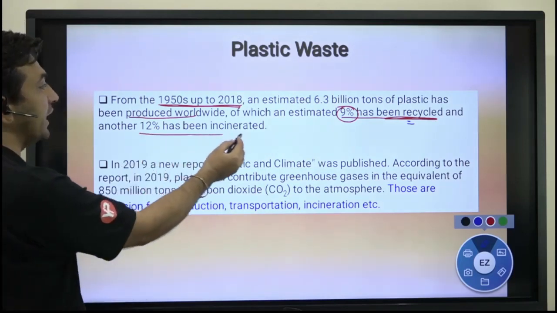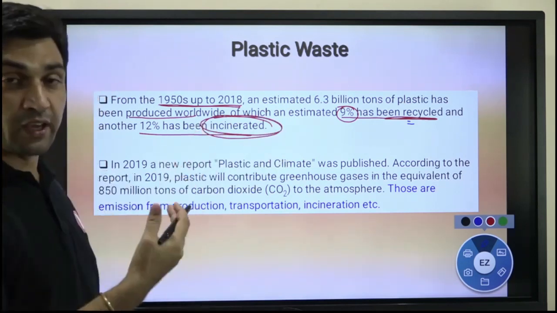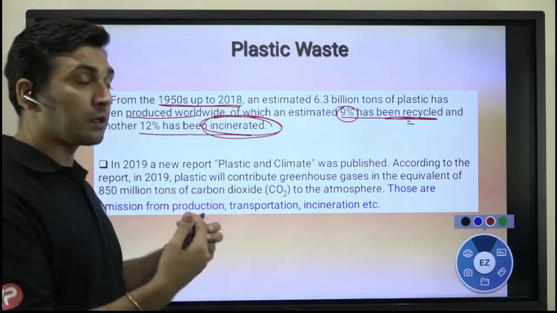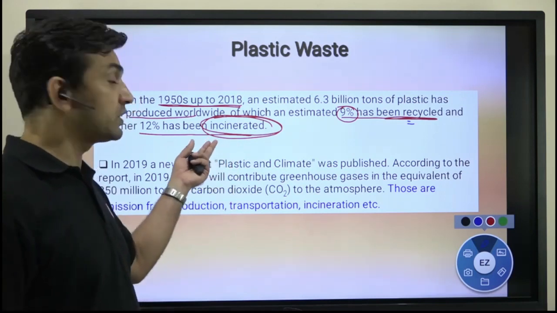And 12% has been incinerated. Incinerated का मतलब almost 12% हमने क्या किया, we have already seen the process of incineration, where we just burn that particular waste material. So 12%, and we will see the negative impact of incineration also.